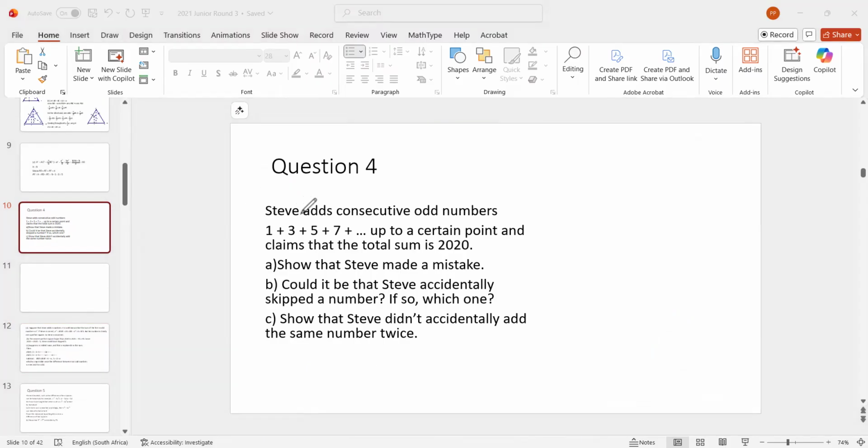Problem number 4. Steve adds consecutive odd numbers, 1 plus 3 plus 5 plus 7, up to a certain point, and claims that the total sum is 2020. Okay, let's just analyze this thing here. When you're adding consecutive odd numbers, a very interesting thing happens.